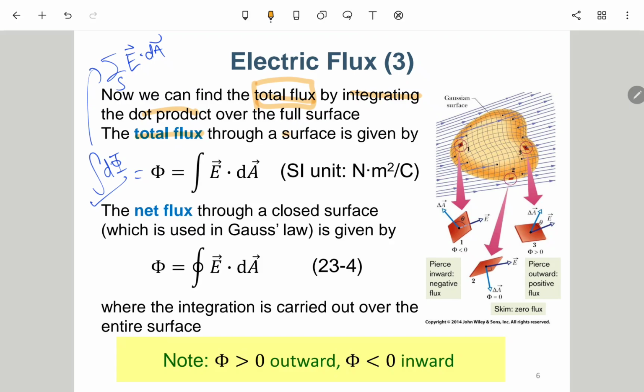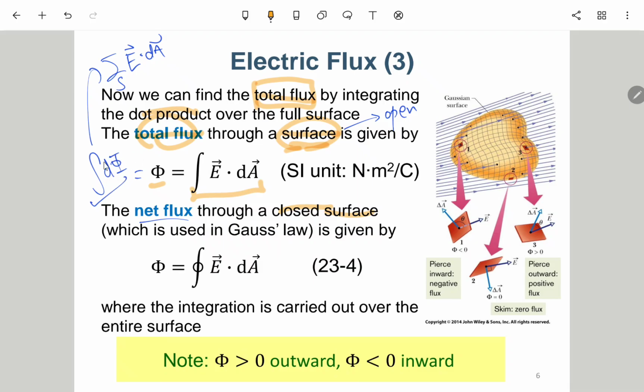This total flux is for a surface. It can be applied to an open surface or a closed surface, but usually we refer to total flux for an open surface, while the net flux we use for a closed surface. Here you can understand surface as meaning an open surface. It's given by phi being the integration of E dot dA.